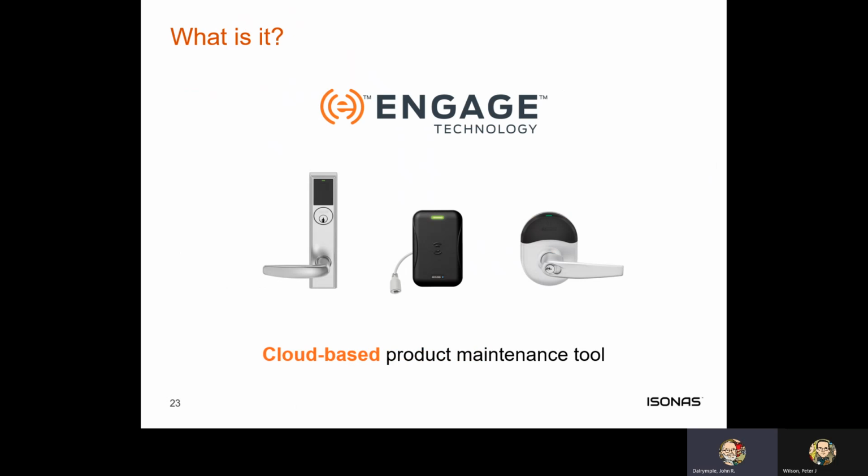Now, Engage is the name of the family of Schlage products, three of which are going to be relevant to Pure Access. They are the NDE lock, the cylindrical model, the LE lock, a mortise lock, and the Schlage RC, and that stands for reader controller. It's also the name of a cloud-based maintenance tool with its own app and its own website and its own user accounts.